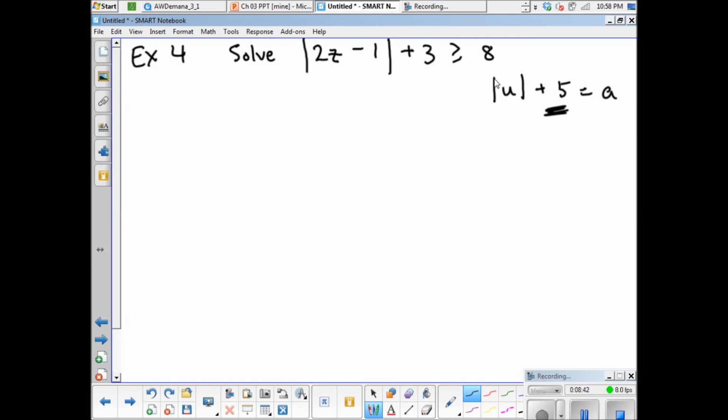Okay, so this is obviously not the example we're doing. But you can see how this one has this extra 3 located right here. Okay, so let me erase what I've got here. Okay, so it's very, very important that the first thing we do is move this over by subtracting 3 from both sides.